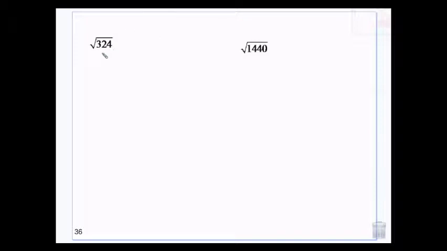324. It's even, so it'll divide by 2. And that's 162. It's 18. It's equally 18. Oh, did I do a 3? Did I do a perfect square? Darn it. Well, let's pretend it's not.